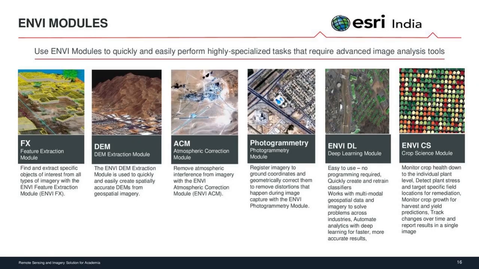So the atmospheric correction module is used for that. Coming on to the photogrammetry module, which is a very basic thing that we do in the remote sensing and GIS domain. Every satellite data comes with some distortions which need to be geometrically corrected, using either GCP corrections or orthorectification. So a photogrammetry module can be utilized for doing that in a very easy manner.